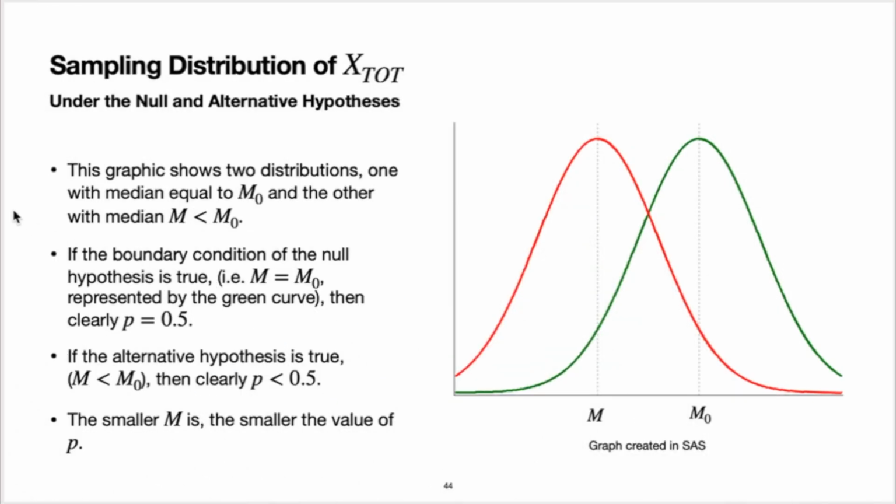Okay, so the graphic here on the right shows two distributions, one with median equal to cap M sub 0, and the other with median strictly less than cap M sub 0. So the green curve in this case corresponds to a distribution that we may be sampling from, the median of which is the hypothesized value of the population median. So M sub 0, that's where this is centered.